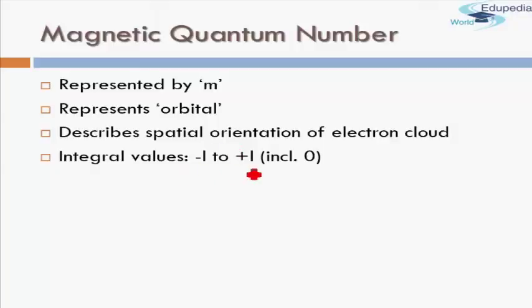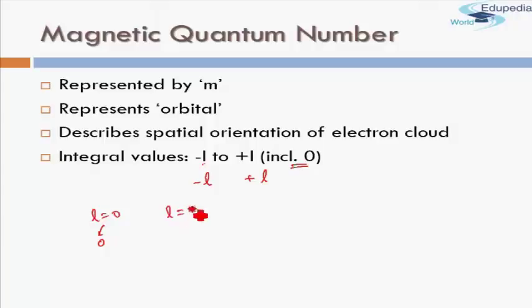Again, it has integral values like the other two quantum numbers which we studied. This also has integral values including 0. Principal quantum number didn't have 0 value, azimuthal quantum number has 0 value, and similarly magnetic quantum number also takes 0 value. Its value starts from minus L, where L stands for azimuthal quantum number, to plus L. That is to say, for L equals to 0, it will have value only 0. Minus 0 plus 0 is same as 0.